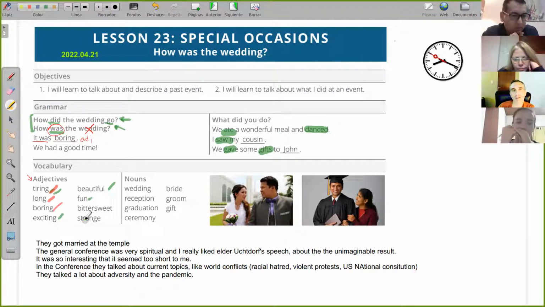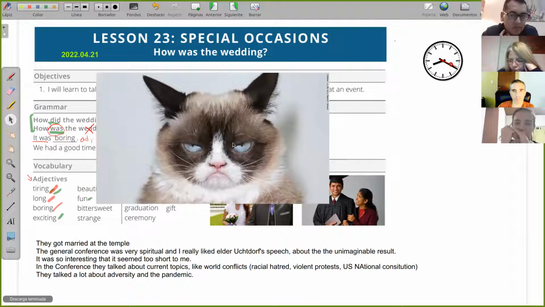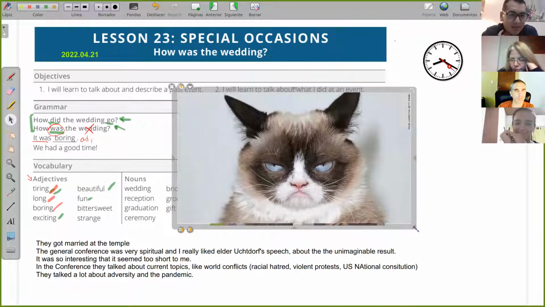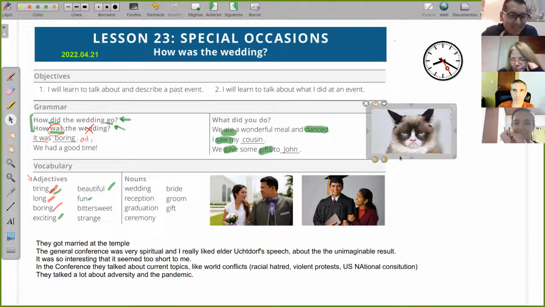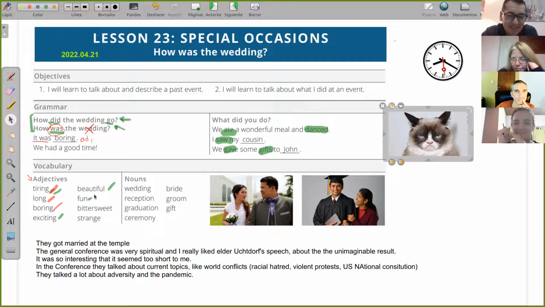A grumpy person is like a guy that is always like this. That's grumpy. You know the grumpy cat. Let me show you a picture of the grumpy cat. This is grumpy. If you're grumpy like this, this cat was famous some years ago. If you're like this, then fun should be red. Yeah, if you're grumpy, fun is not what you want.